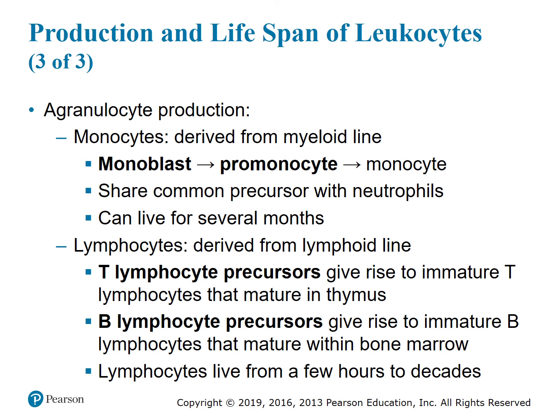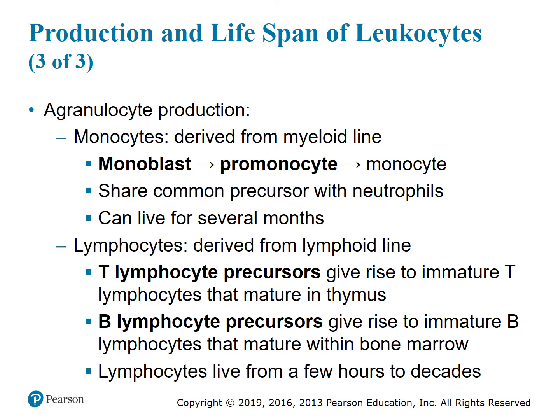Monocyte production. So let's look at monocytes. These are derived from the myeloid line. So a monoblast becomes a promonocyte, and then a promonocyte becomes a monocyte. So they share a common precursor with neutrophils, and they can live for several months.